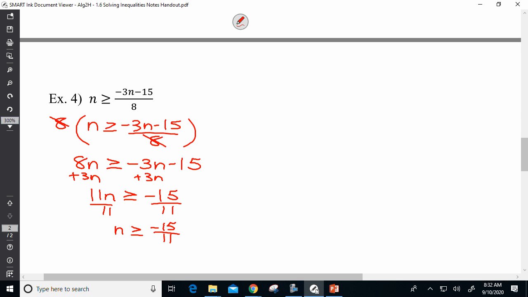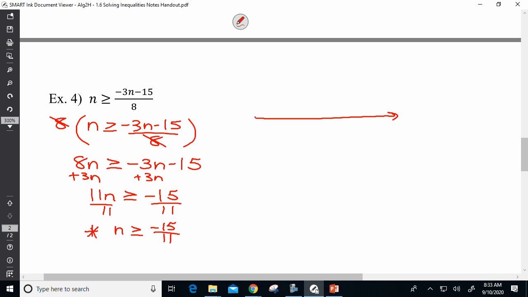The question might be out there, why didn't I flip the sign? The reason you don't flip the sign is because the number that you divided by was not negative. The number next to the variable wasn't negative. That's why you don't flip the sign. So that's your solved answer.